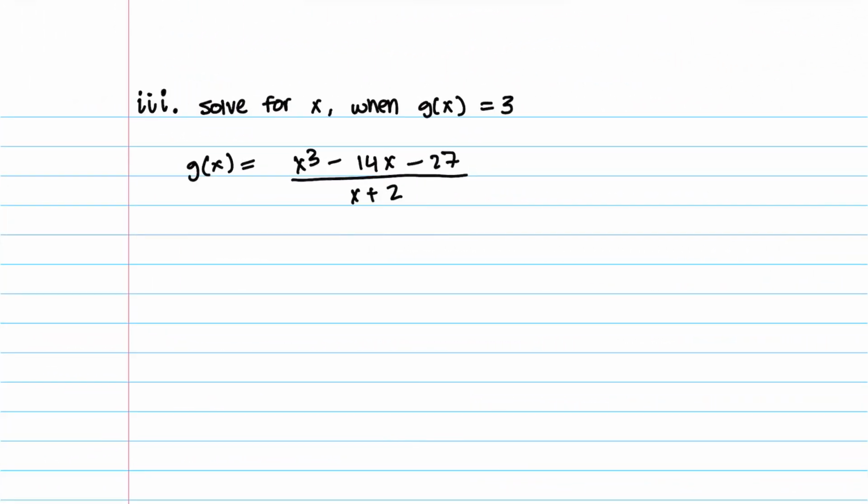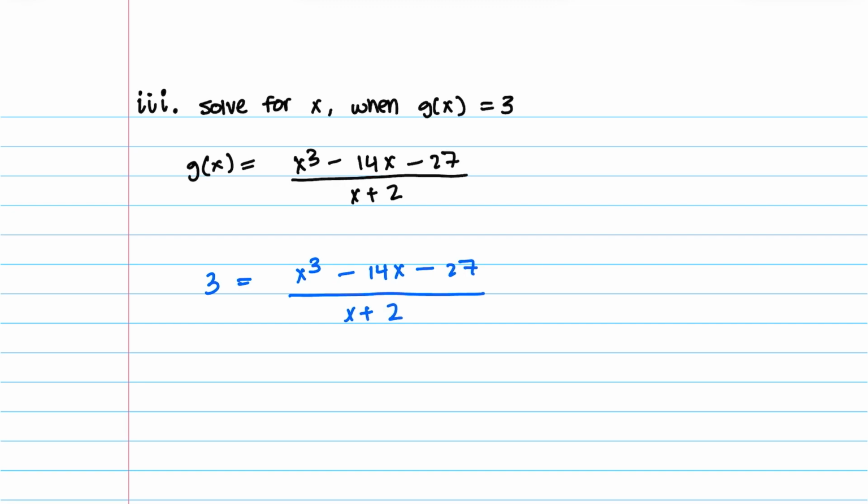So jumping into the last part, we want to go ahead and solve for x when g of x assumes a value of 3. Now, referencing g of x, we know that g of x, according to what the exercise gave us, is defined to be x raised to the third power minus 14x minus 27, all divided by x plus 2. Now, if we want to solve for x when g of x is equal to 3, we can set up our equation in the following manner. 3 is equal to x to the third power minus 14x minus 27, all divided by x plus 2.